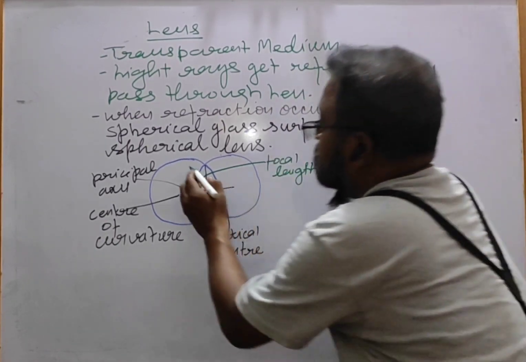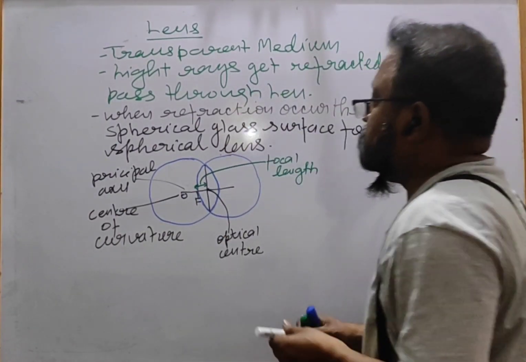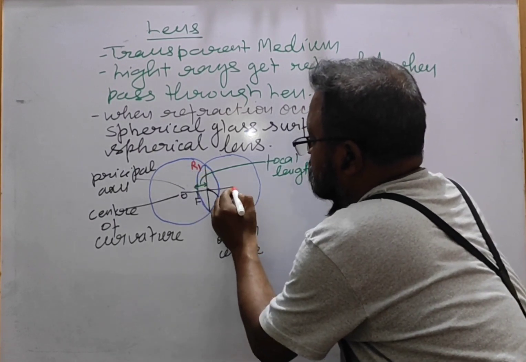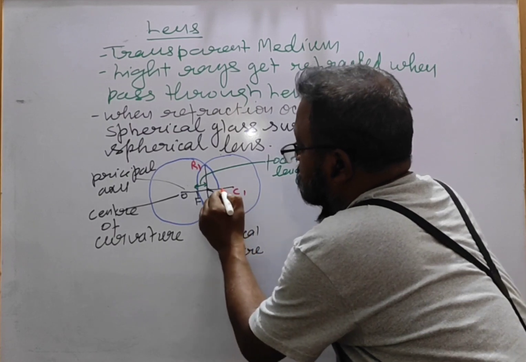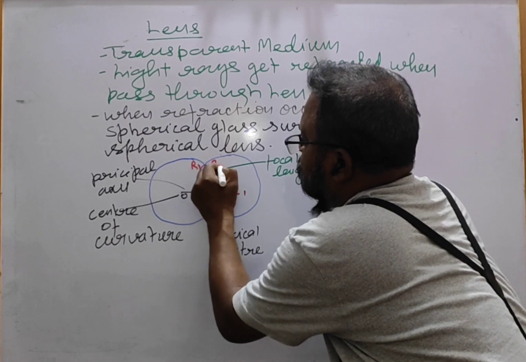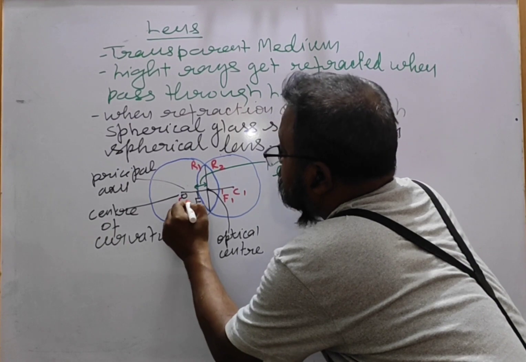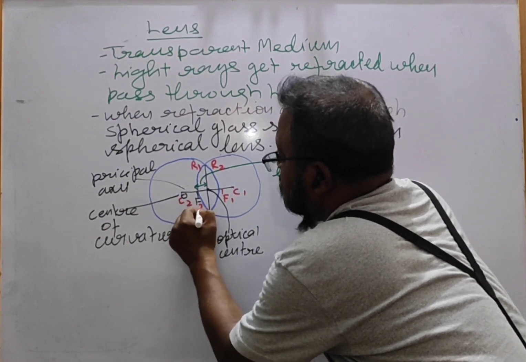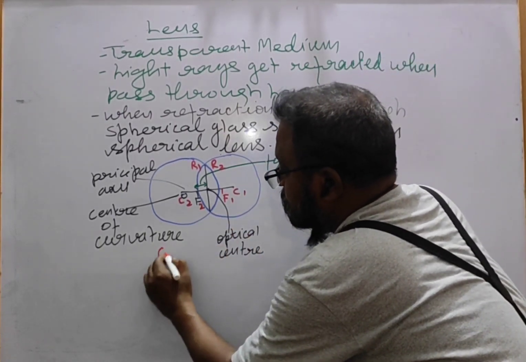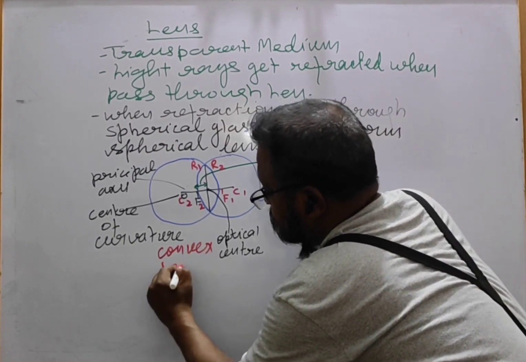Right? This is refracting surface 1, so it is C1 and its focus is F1. This is refracting surface 2, so this is C2 and this is F2, right? And this is called a convex lens. Ready?